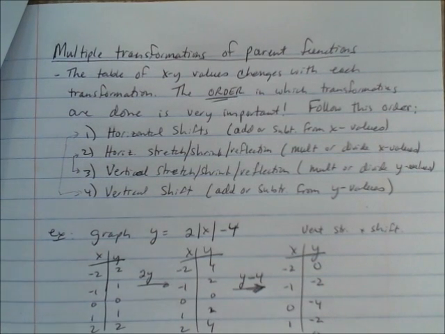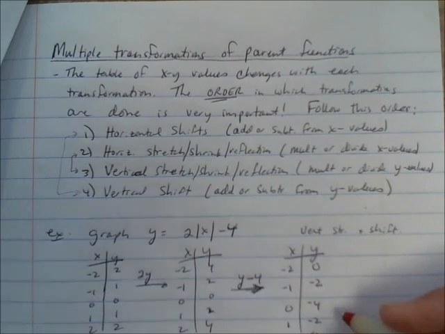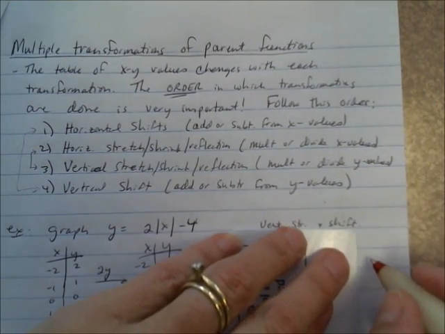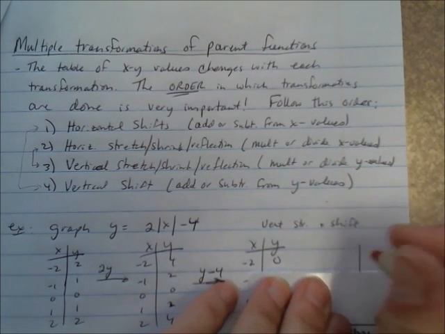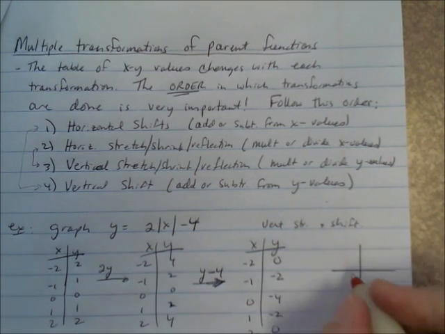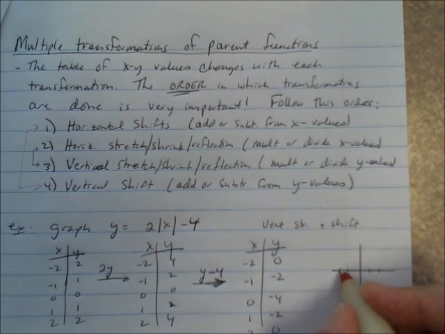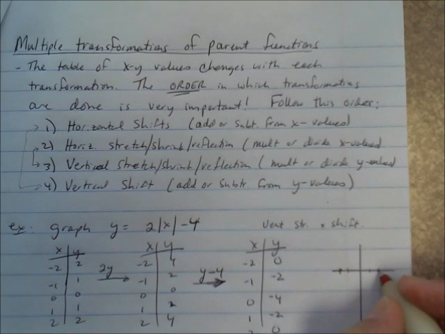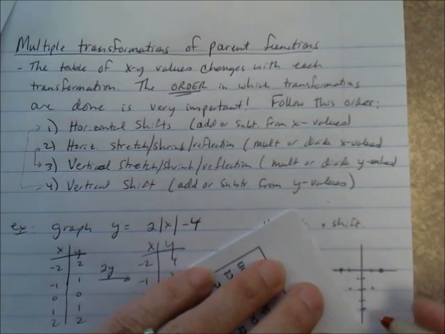And then you can just graph that. It looks like everything is underneath the x-axis, so I can put my x-axis up high here. And we go from -2 to +2 on our x-axis, and 0, -2, -4, -2, and 0, and then right on back up again. So here's our first.